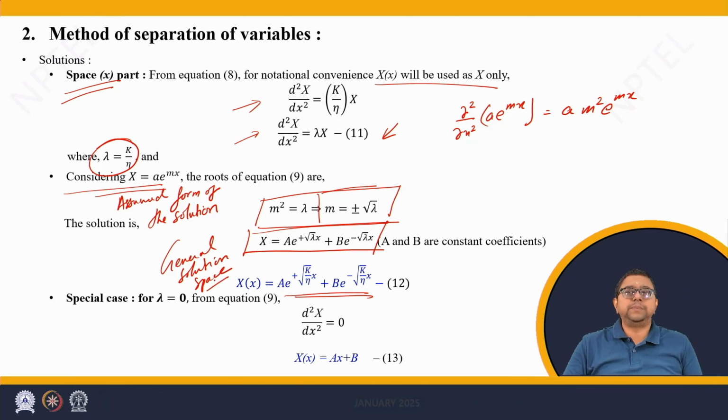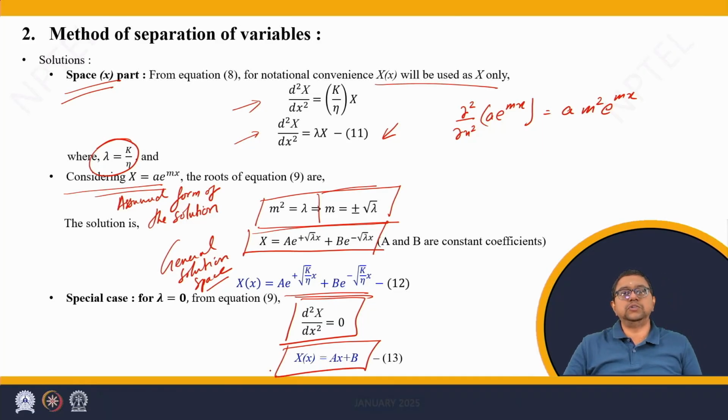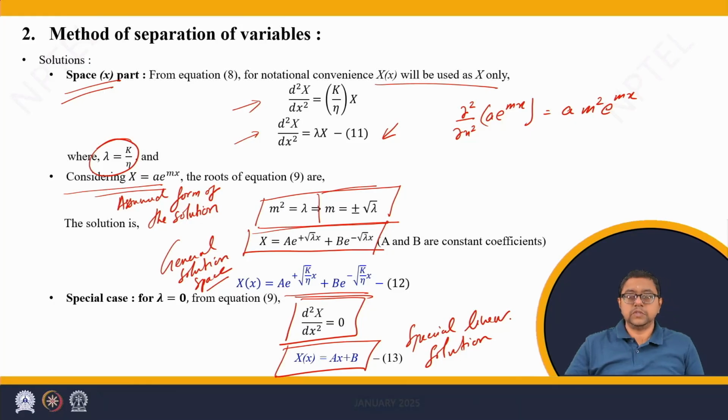We can have a look at a special case. For example, if lambda equals 0, then this equation reduces to d square X by dx square equals 0, for which we have a linear straight line solution. This is a straight line solution where X is equal to Ax plus B. This indicates the limit where eta tends to infinity.